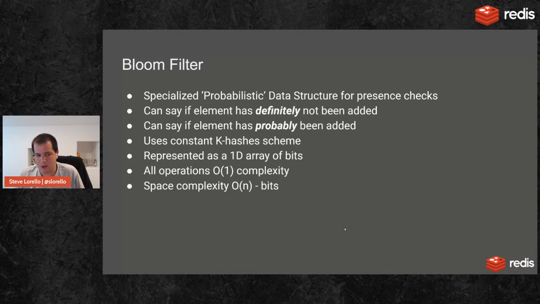Now, all the operations in here are order one complexity. They are constant in the number of hashes that you have to run. But the space complexity, while still order n, is now order n but in bits instead of the actual size of the data that you're storing in the structure. So it really crushes and compresses the data that you need to store.